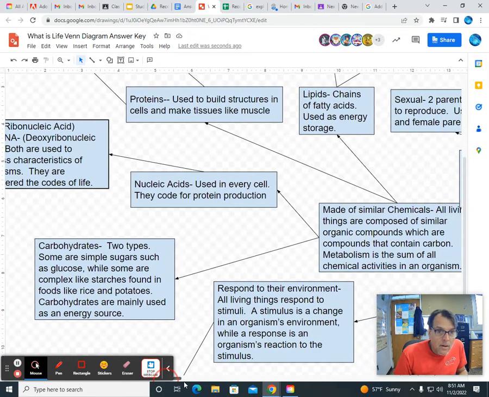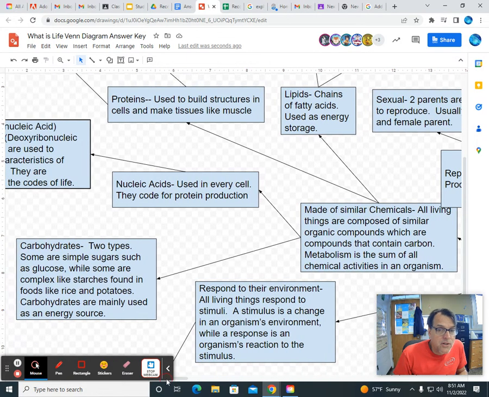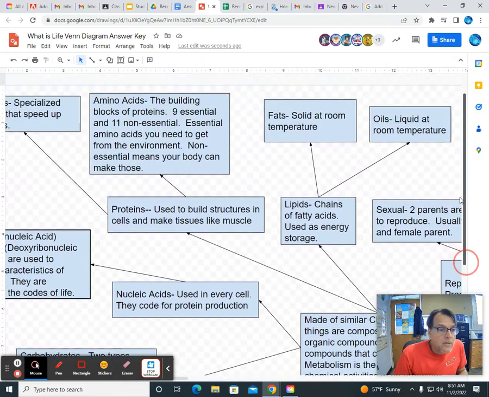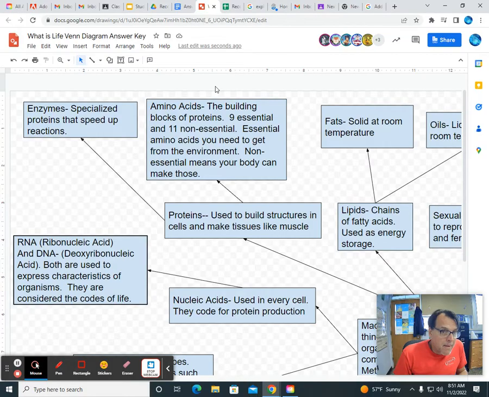Another similar chemical is proteins. They're used to build cellular structures, and also used to make tissues like muscle. Two things you should know about proteins. One is that they are made up of building blocks. Amino acids are the building blocks of proteins.